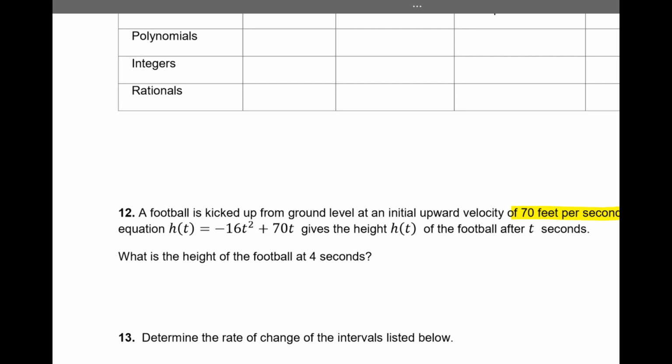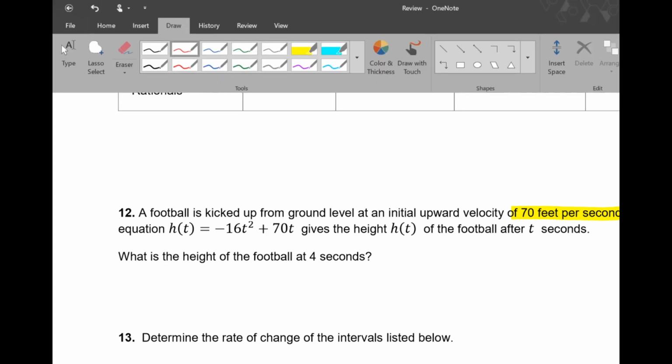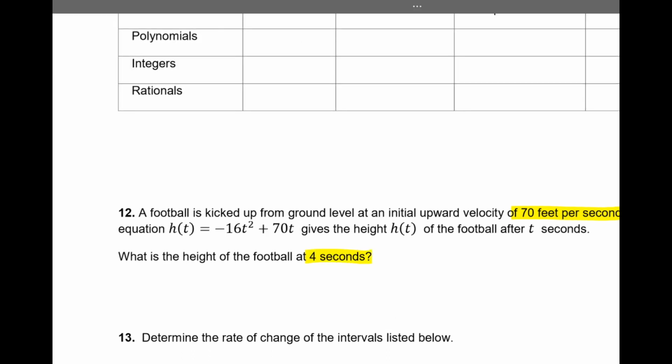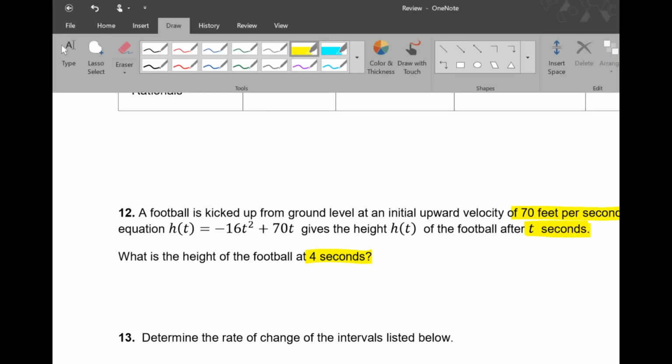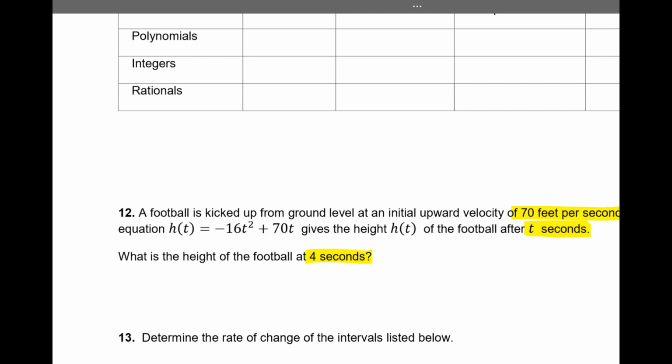So t stands for seconds. And if we get this problem wrong, I will be very upset. Everybody should get this correct because it's actually a very simple problem. They give you everything you need to know. They give you the 4 seconds, and they give us t stands for seconds. So all we're going to do is replace the t with 4. So h of 4 equals negative 16 times 4 squared plus 70 times 4.